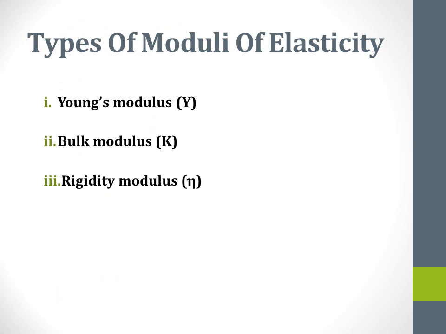Depending on the three types of strain which we've seen, we have accordingly three types of moduli of elasticity. The first, Young's modulus; second, bulk modulus; and thirdly, the rigidity modulus. We are going to see each of these in detail in the forthcoming slides.